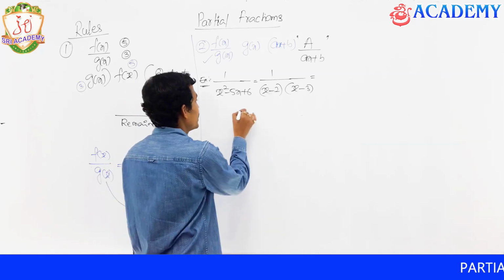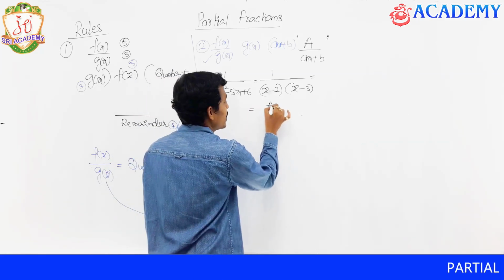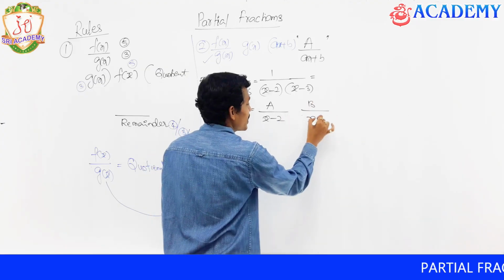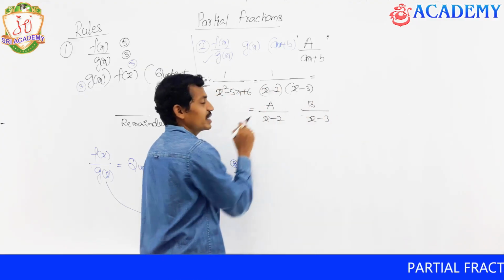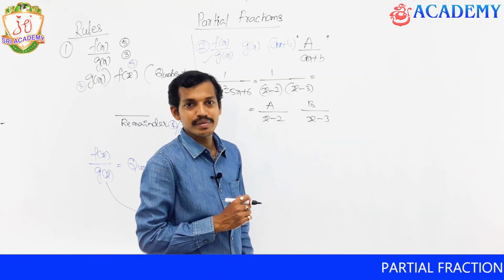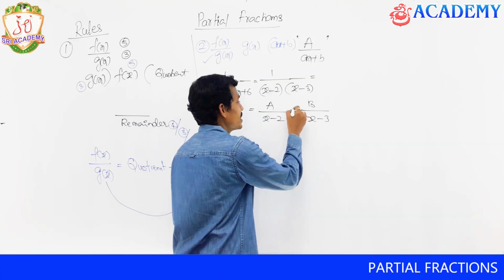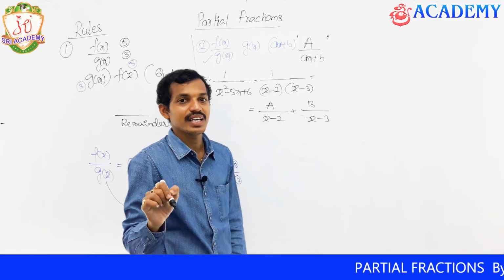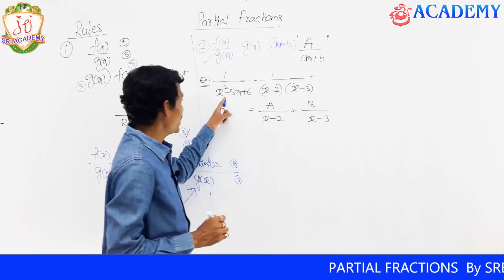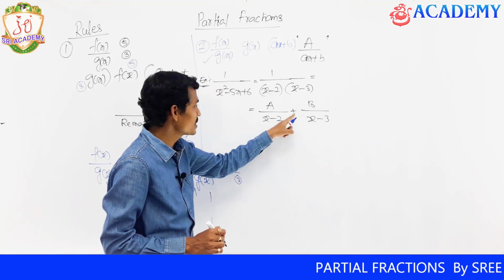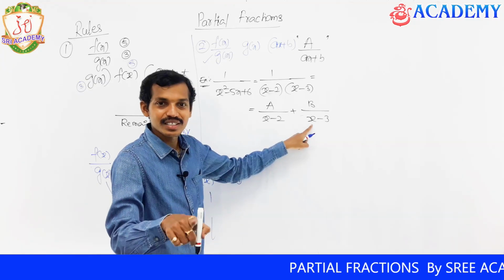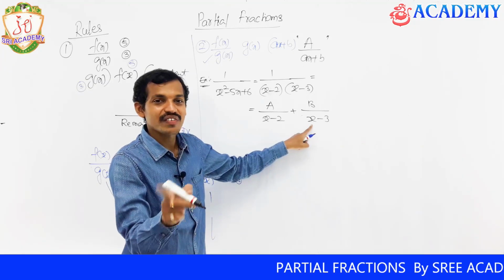That is, I am writing here, capital A divided by x minus 2 and capital B divided by x minus 3. For x minus 2 we have capital A by x minus 2. For x minus 3 we have capital B divided by x minus 3. This is the definition: expressing one rational function as a summation of two or more proper functions is said to be splitting into linear partial fractions.